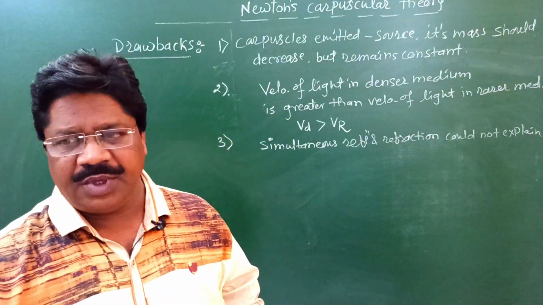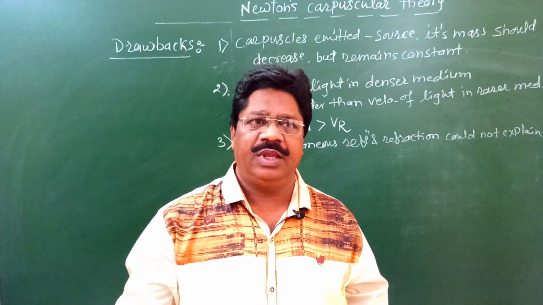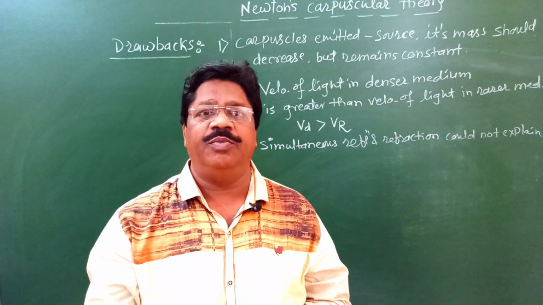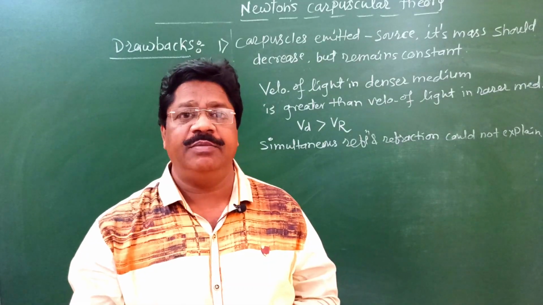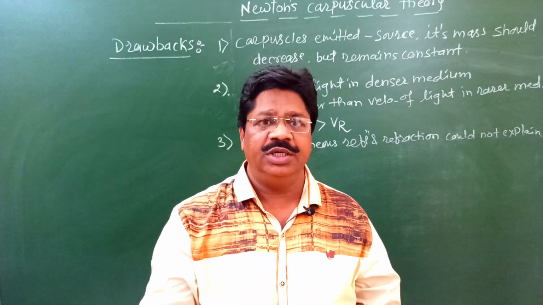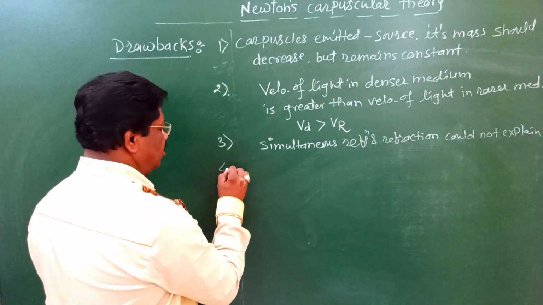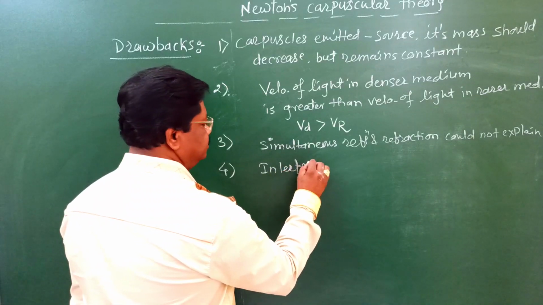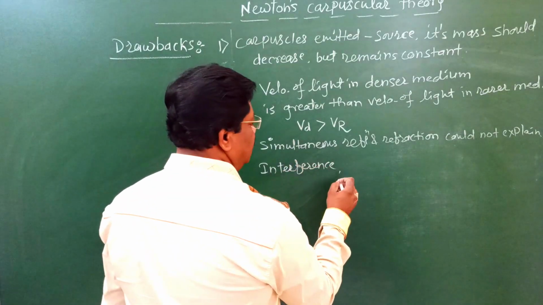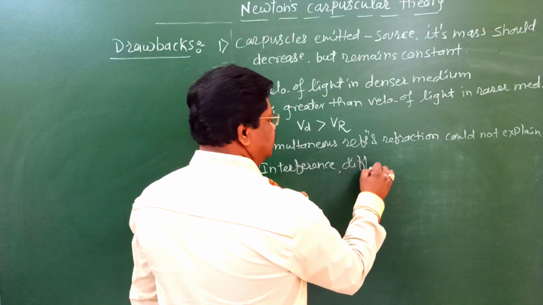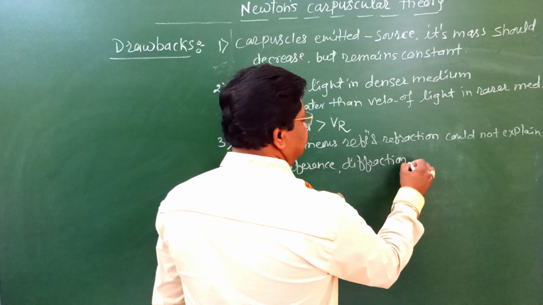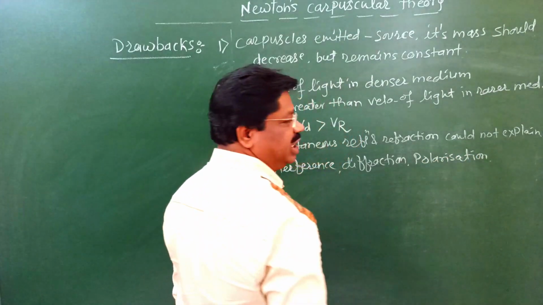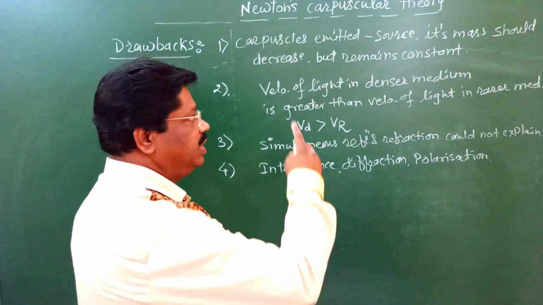And optical phenomena like interference, diffraction, and polarization could not be explained by Newton, and therefore this is the fourth major drawback of this theory. Such optical phenomena could not be explained by this theory.